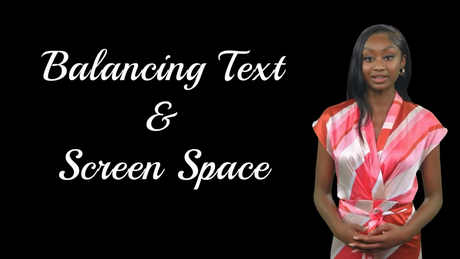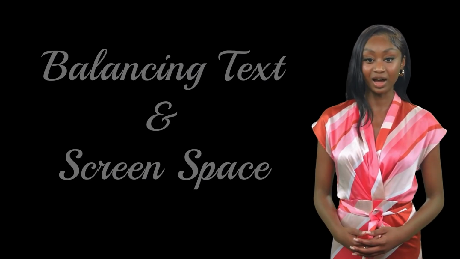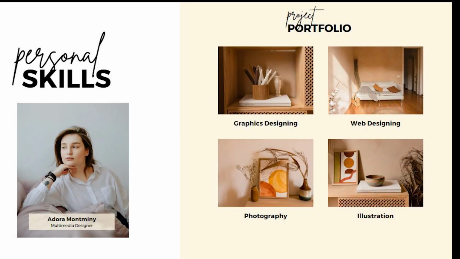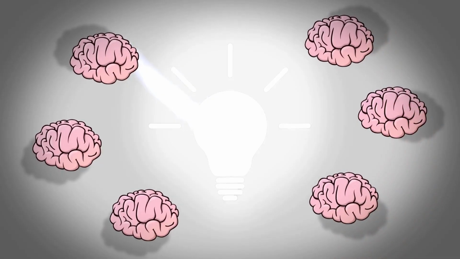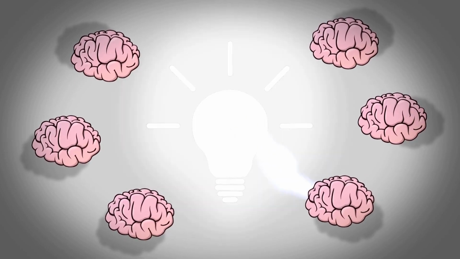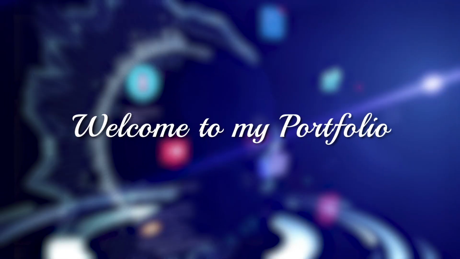Balancing text and screen space. But here's the challenge: how do you balance the desire for expressive typography with the need for a digestible viewing experience? The answer lies in understanding the art of space. Effective use of space ensures that your text communicates without overwhelming or underwhelming your audience. It's about finding that sweet spot, where the words are inviting and easily absorbed.